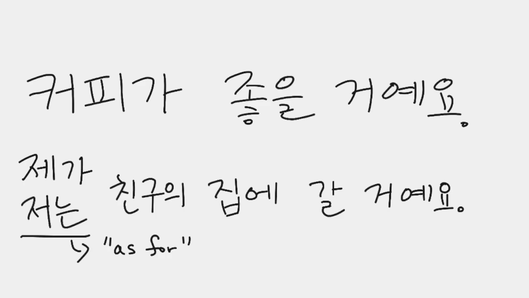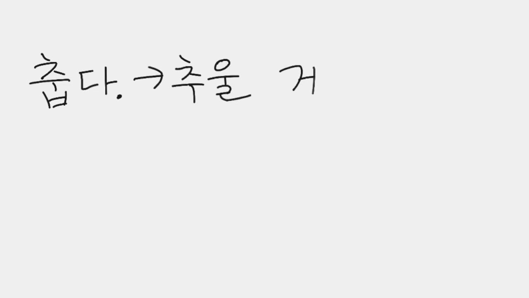Okay. So last part, future tense for ㅂ irregular. 춥다, to be cold. This one is a little different. You would drop the ㅂ from the stem and just use 추. And then you would add 울. The rest is same. 거예요. 추울 거예요.